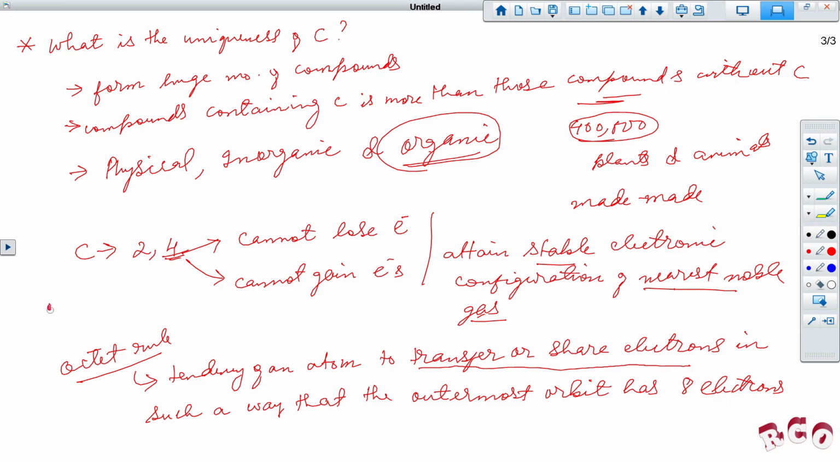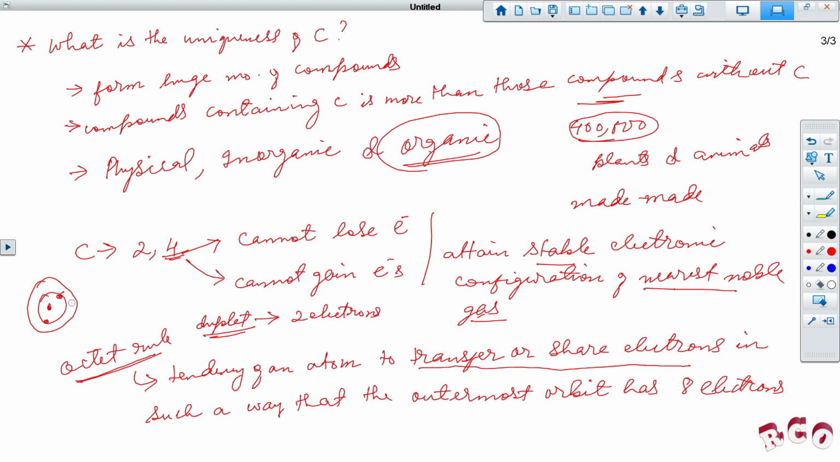Suppose this is the nucleus and then this orbit. There is an exception to the octet rule. For the first and second elements, hydrogen and helium, they can have only 2 electrons. So for this, we will say the duplet rule. The duplet rule is the tendency of an element to transfer or share electrons in which the outermost orbit has two electrons. So it will be stable.